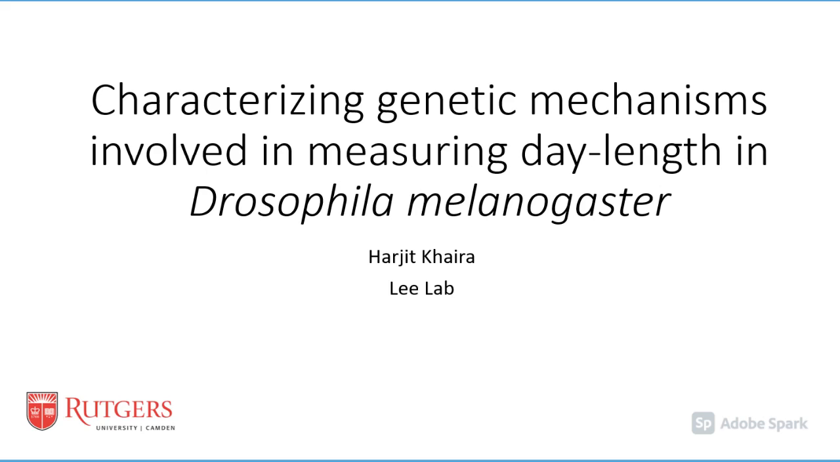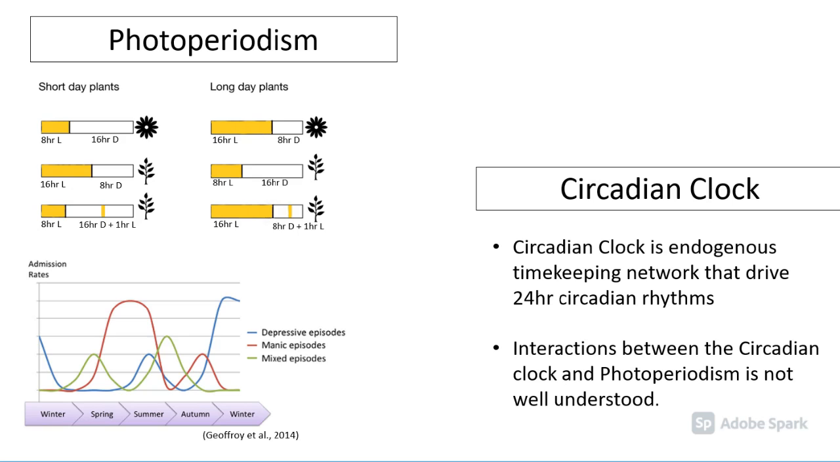Today I'm going to be talking about my project, which focuses on characterizing genetic mechanisms involved in measuring day length, also called photoperiodism, in Drosophila melanogaster. Photoperiodism is the organism's ability to interpret changes in day length. It can influence survival and reproduction of many organisms. It can also impact human health.